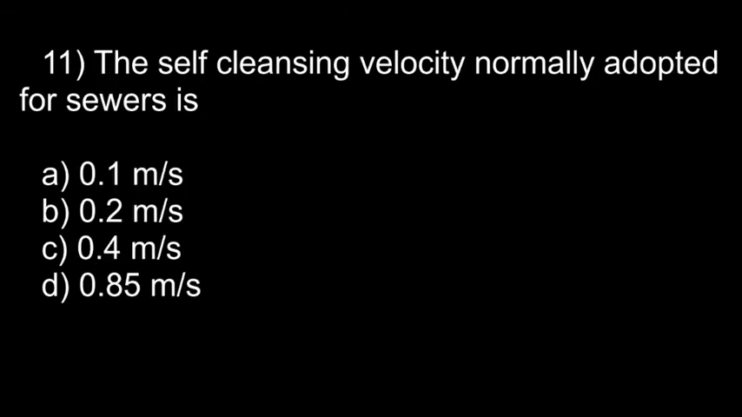11th question. The self-cleansing velocity normally adopted for sewers is option A 0.1 meter per second, option B 0.2 meter per second, option C 0.4 meter per second, and option D 0.85 meter per second. We know that self-cleansing velocity normally adopted for sewers is 0.85 meter per second. In the design of sewers, the main consideration is the internal diameter of the sewer should not be less than 15 centimeter and the self-cleansing velocity should not be less than 0.85 meter per second. So option D is the answer.